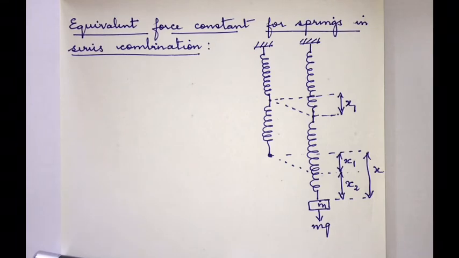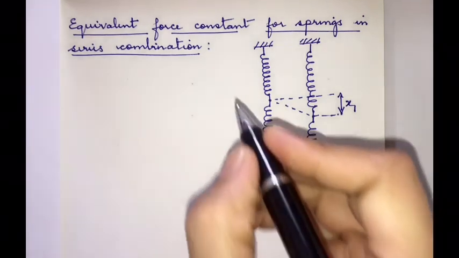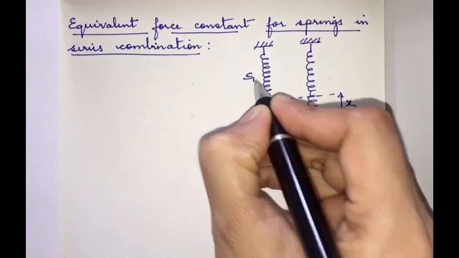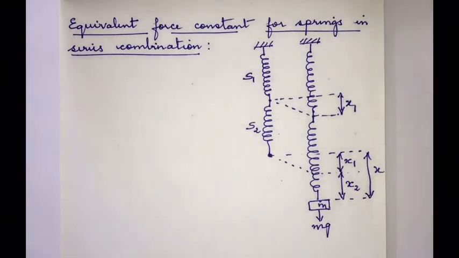The next topic we are going to learn is the equivalent force constant for springs in series combination. For this, let us consider two springs S1 and S2. If I take a spring and attach a mass to one end, the spring will extend by some amount and a restoring force comes into picture, and there will be a force constant for that particular spring which we represent as K.